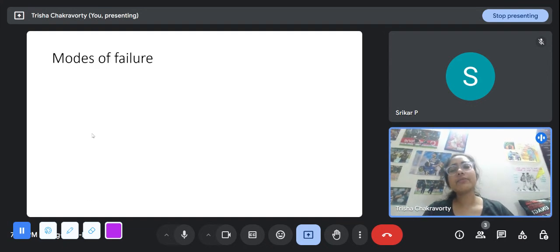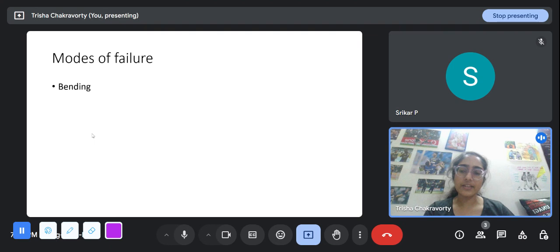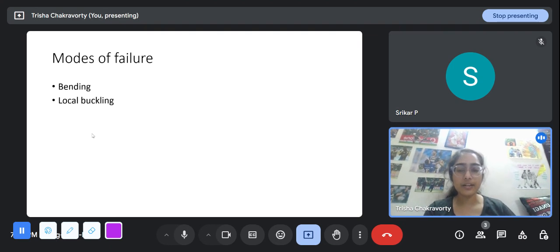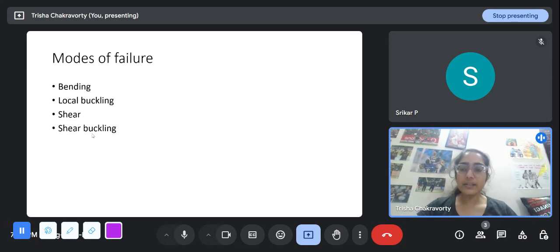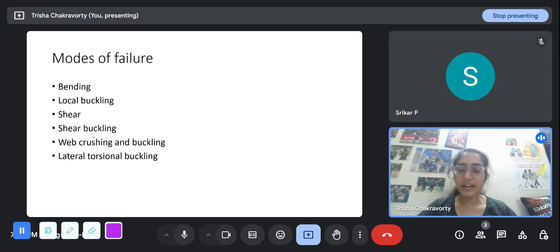And some modes of failure in steel structures are bending, local buckling. Today we are looking at compression members, so this buckling term will become important. Shear buckling, web crushing and buckling, lateral torsional buckling. These are the collapse limit states, and deflection corresponds to the serviceability limit state.